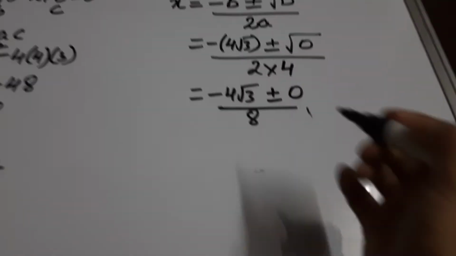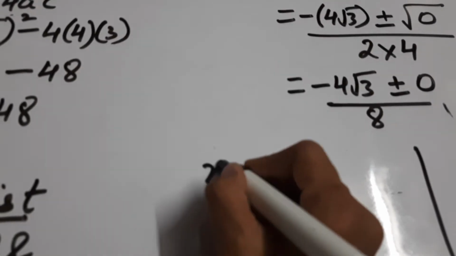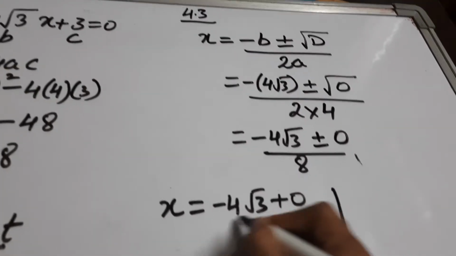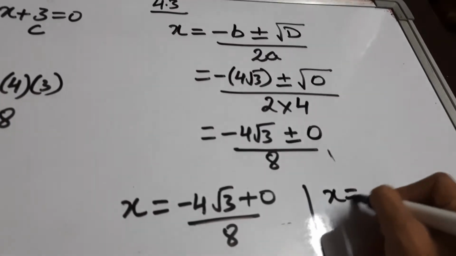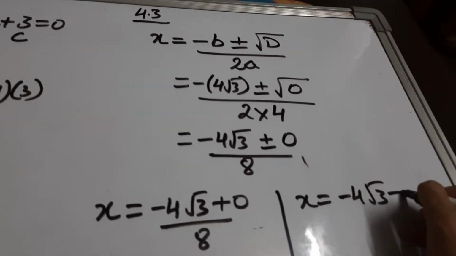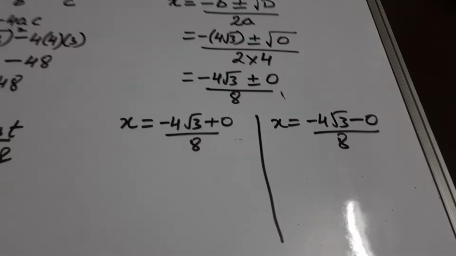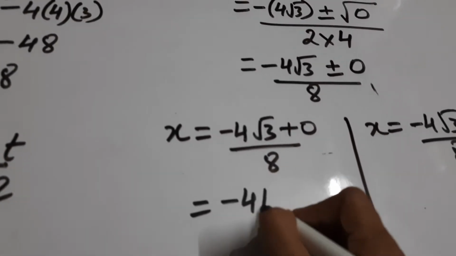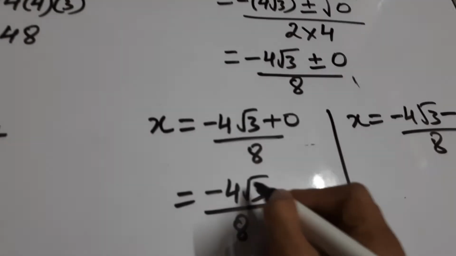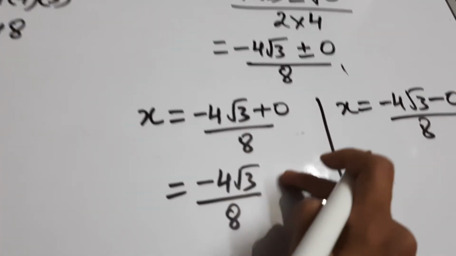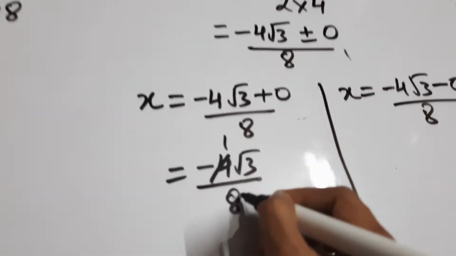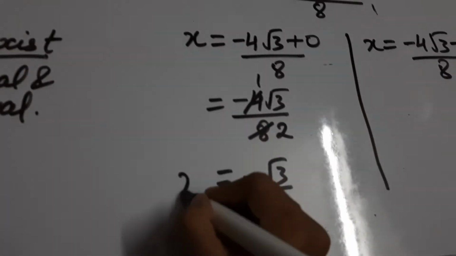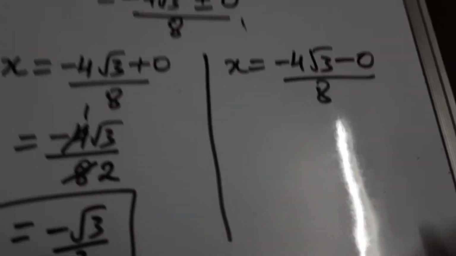So we'll make two cases from here. X is equal to minus 4 root 3 plus 0 by 8, and the other will be x is equal to minus 4 root 3 minus 0 by 8, right? So when 0 is added to this, it will remain the same. Now multiplication is there, nothing is added or subtracted, so we can reduce it. 4 ones are 4, 2 fours are 8. The answer will be minus root 3 by 2. This will be the first root, and let us see the second.